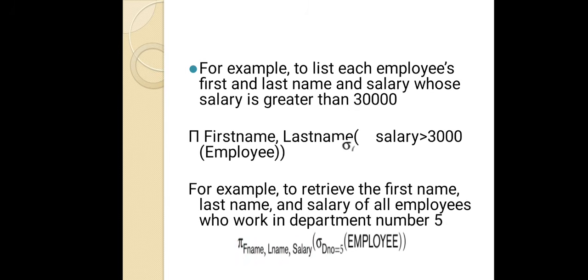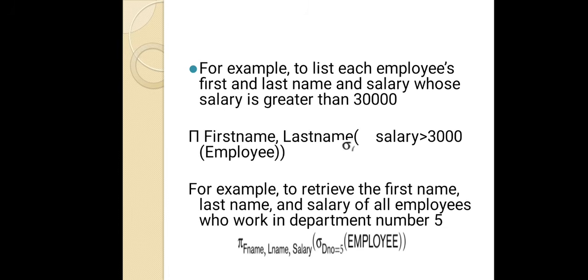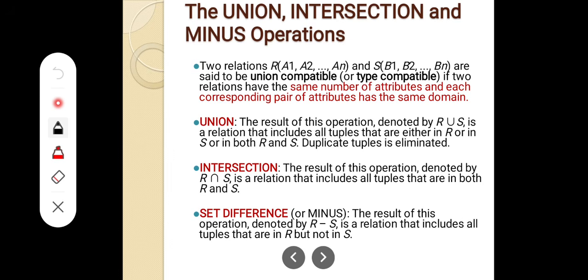Okay, so this is the way. Clear? So sigma department number equal to 5 of employee means the rows having department number 5 will be selected. From that we will select the attributes first name, last name and salary. This is how we can combine a selection as well as a projection operation. Hope all are clear with the selection and projection operation.